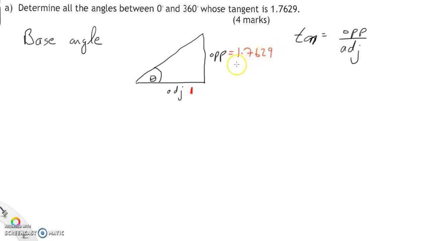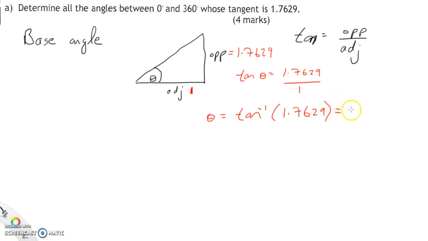So we'll call the length of the opposite 1.7629. And then we can say that tan theta equals 1.7629 over 1, which is the same as 1.7629. So to get theta, we can use our calculators and get tan inverse of 1.7629. You run that through the calculator, and to 2 decimal places, you'll get 60.44 degrees. So that's the size of our base angle.